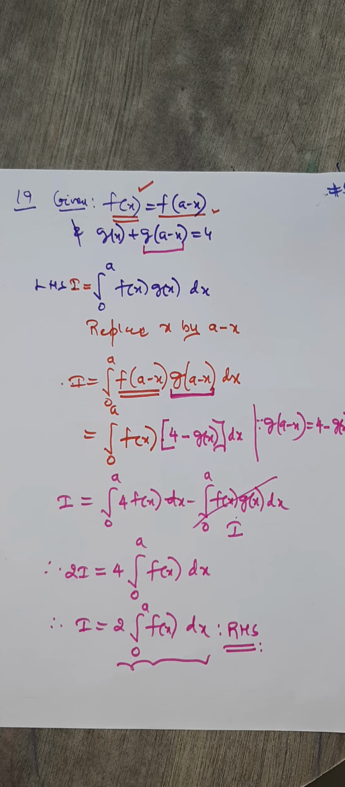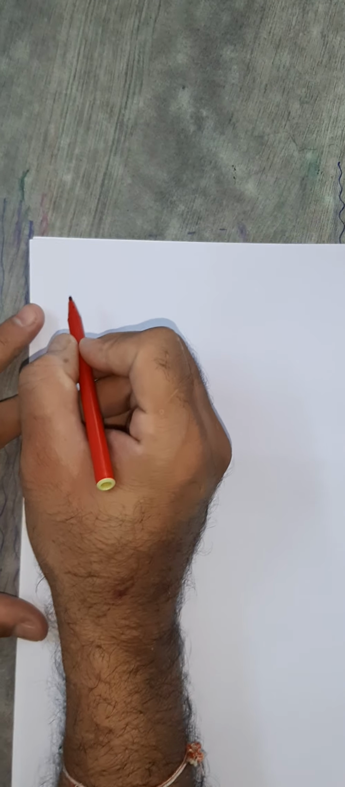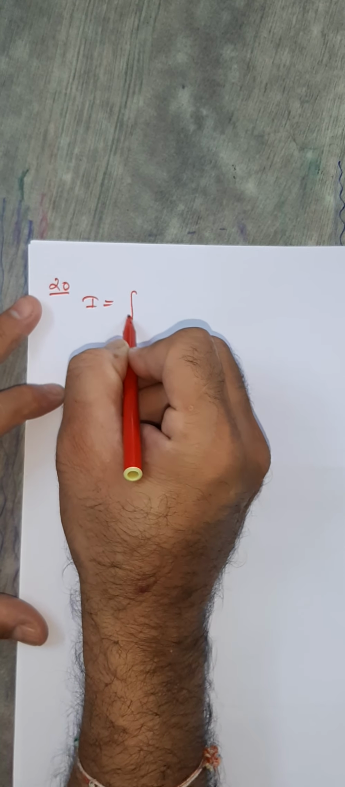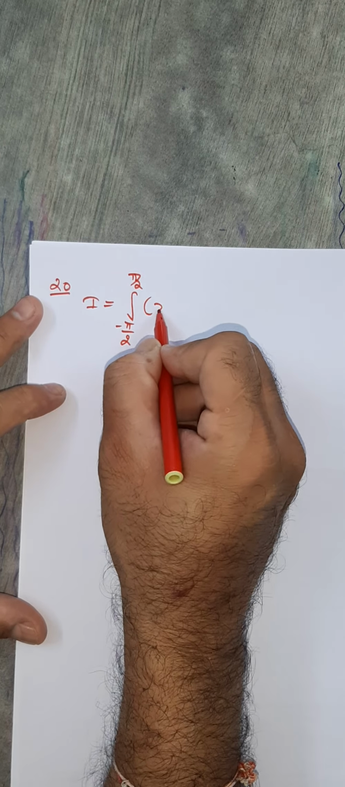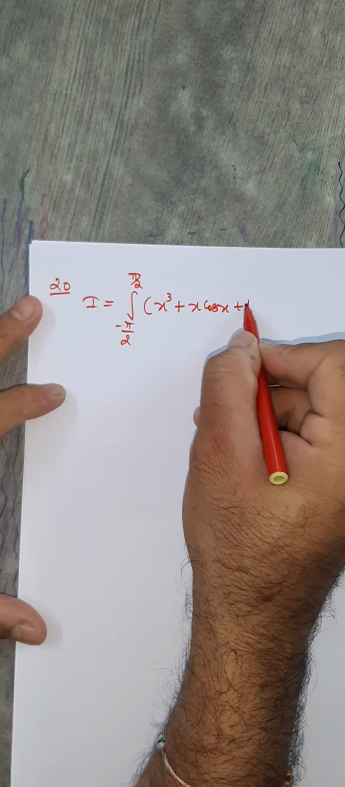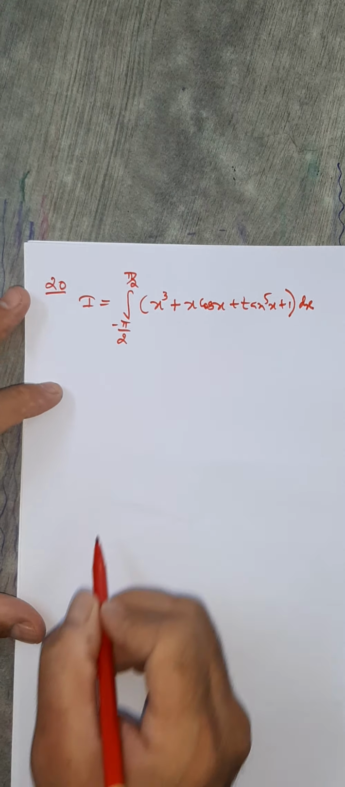Okay, next, question number 28, which is an MCQ. There, if you notice, you have opposite limits. So you should first see whether the function is even or odd. Integral from minus pi by 2 to plus pi by 2 of x cube plus x cos x plus 10 raised to 5 x plus 1 dx.